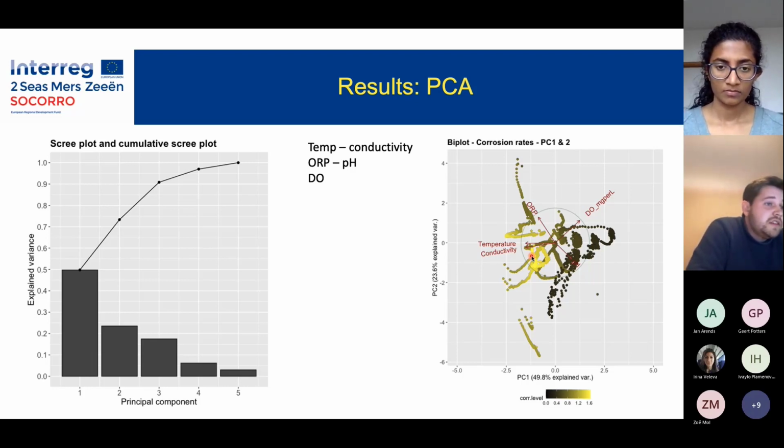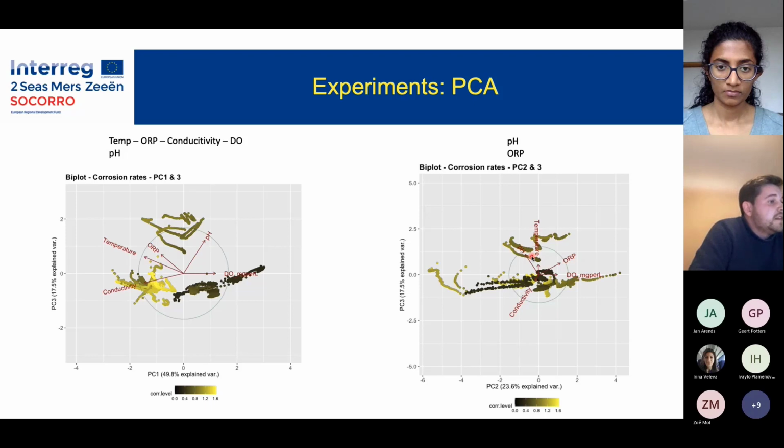Around 74% of explained variance is displayed in this graph. Then there are the 2 other graphs with principal component 1 and 3 and 2 and 3. The left-hand graph shows that the temperature and conductivity are still correlated and also correlated with the ORP, but to a lesser extent because the vector is a little bit smaller. And they are together negatively correlated with the dissolved oxygen.